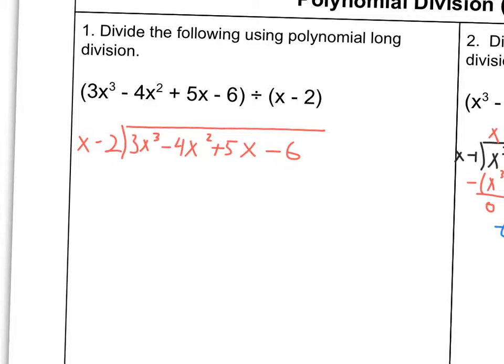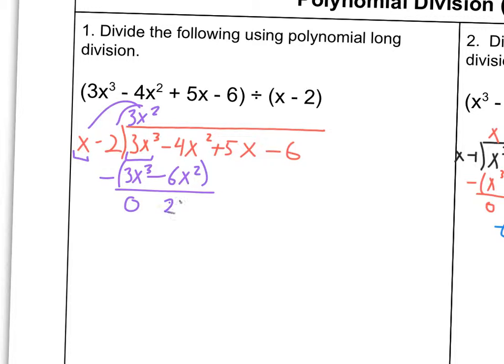All right. First off, to get from x to 3x cubed, we need 3x squared, and I'm going to distribute that down to get 3x cubed minus 6x squared. Then I subtract. Get 0. Negative 4 minus negative 6, we have to be really careful, it's going to be positive 2x squared. I'm also going to bring down the 5x at this point before I repeat the process.